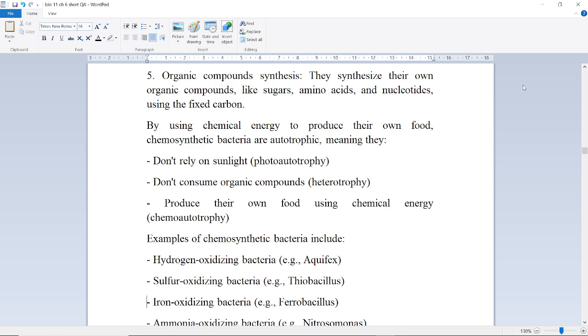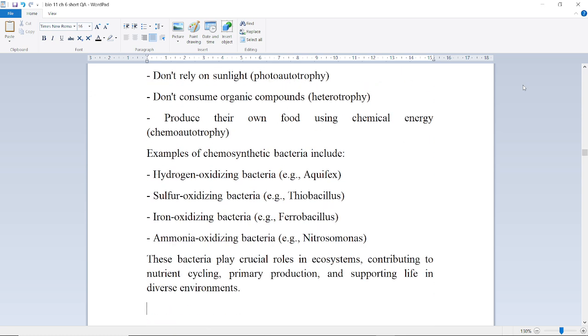Photoautotrophy. Don't consume organic compounds. Heterotrophy. Produce their own food using chemical energy. Chemoautotrophy.